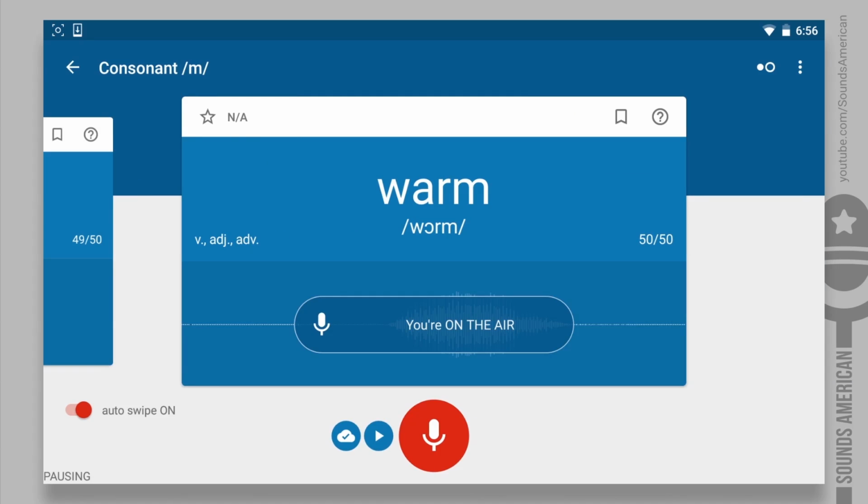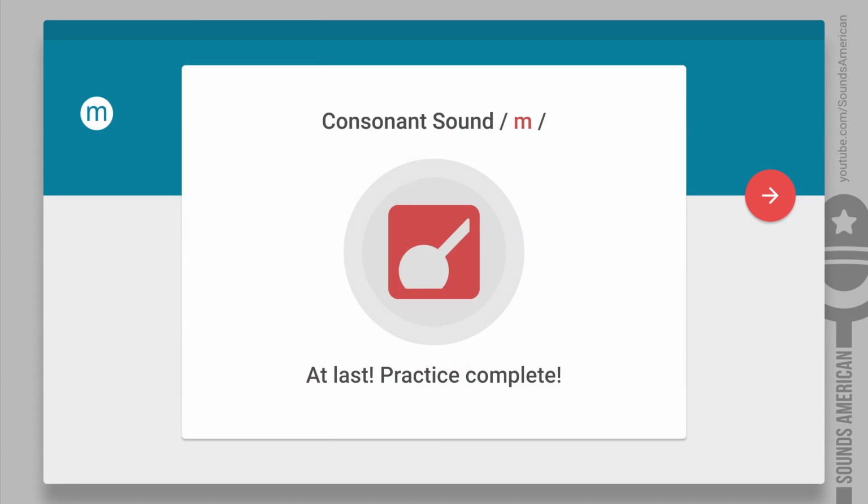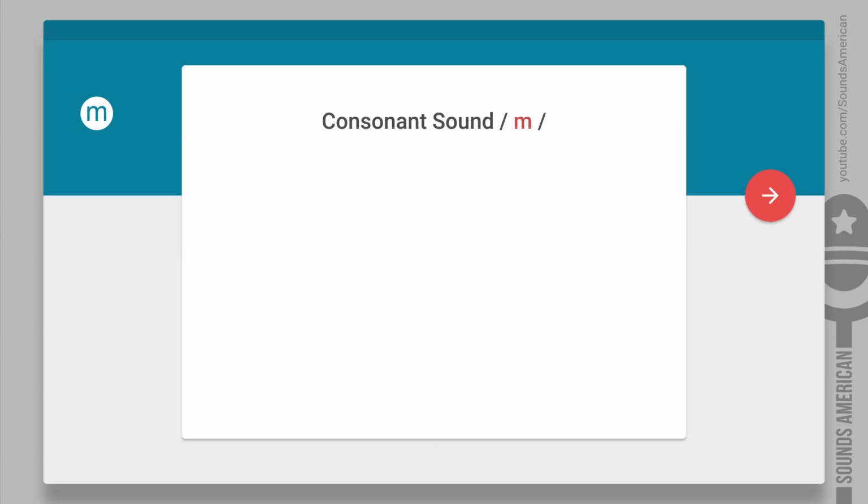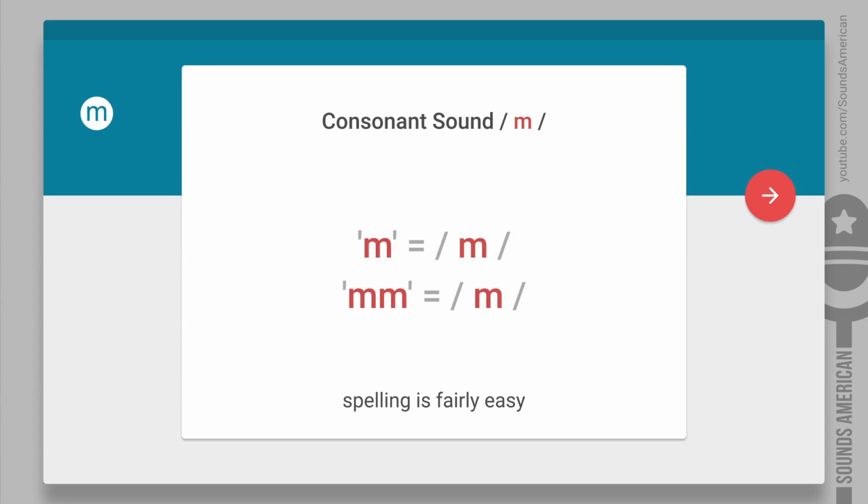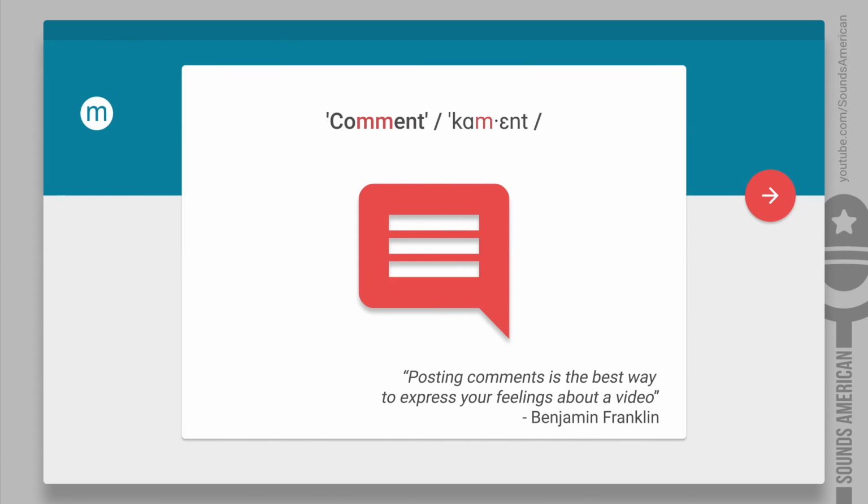You're done. Congratulations. It's kind of cool that the M sound is always spelled with the letter M, except for the cases when it's spelled with two M's, like in the word comment, for example. Needless to say that we love this word as much as we love your comments.